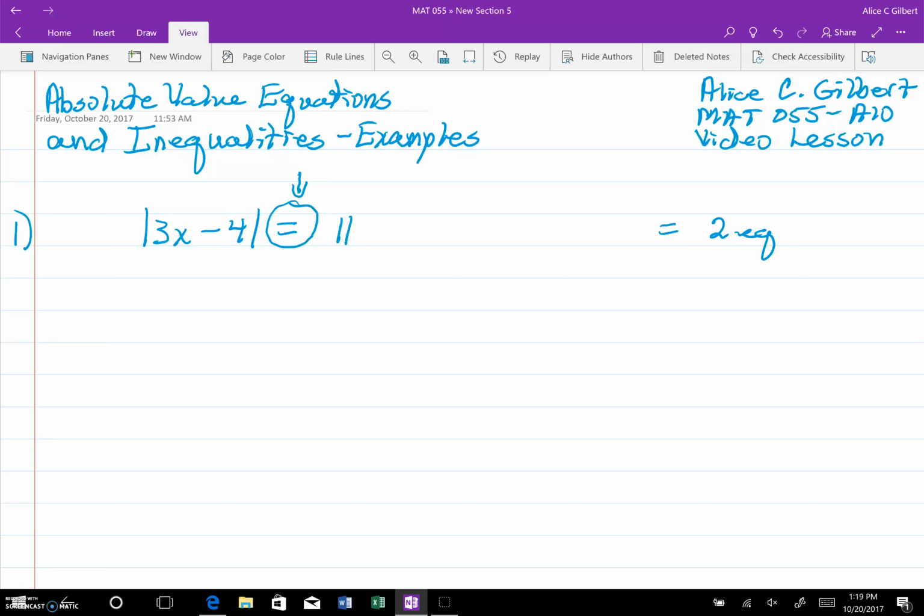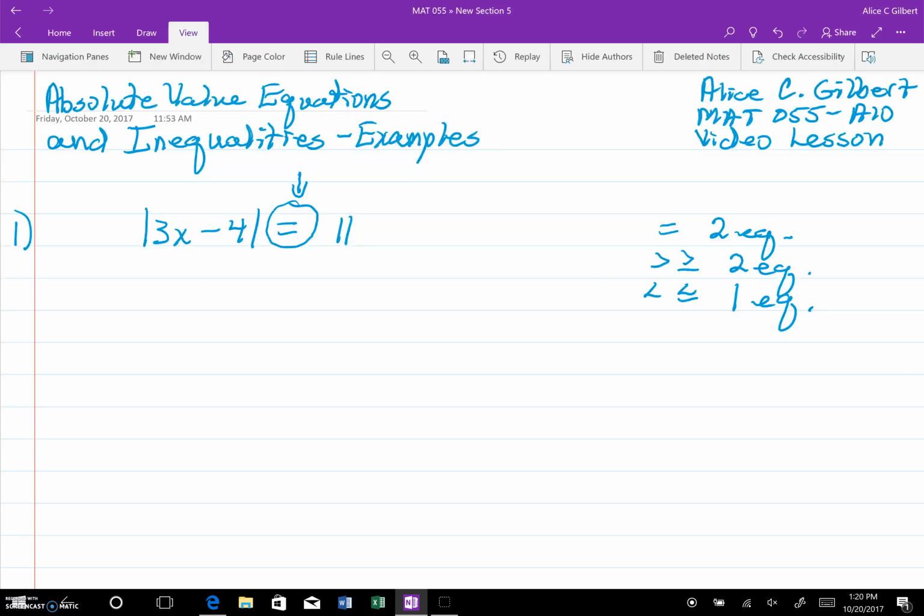Remember, equals means 2 equations. Greater than or equal to means 2 equations. Less than or equal to means 1 equation. So this is how I'm going to write the 2 equations. Okay.